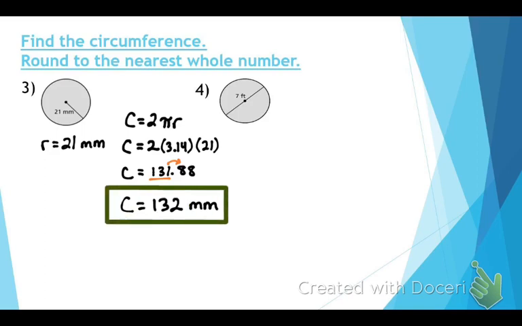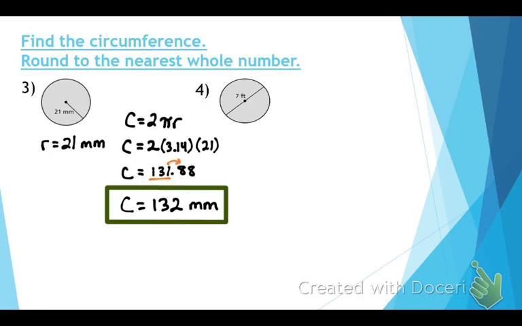Remember, the area is all the space inside a shape. Am I trying to find all the space right here? No. Remember, all I was doing is finding the distance around, which means it is not units squared. It's just the regular unit. So the answer is going to be 132 millimeters. Let's look at the next one.